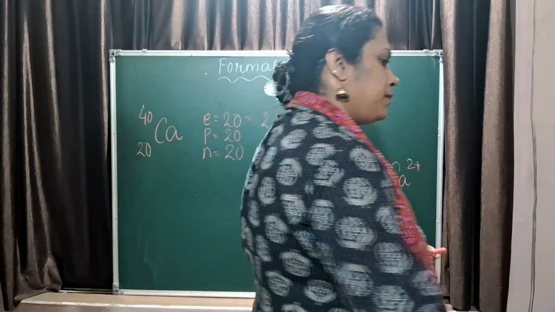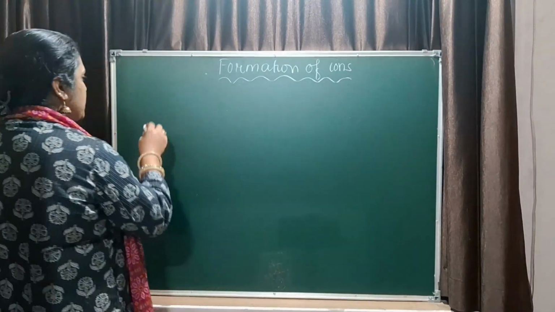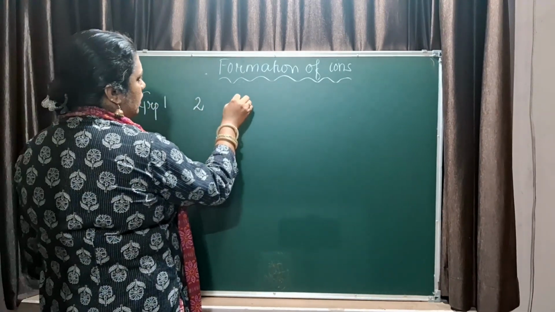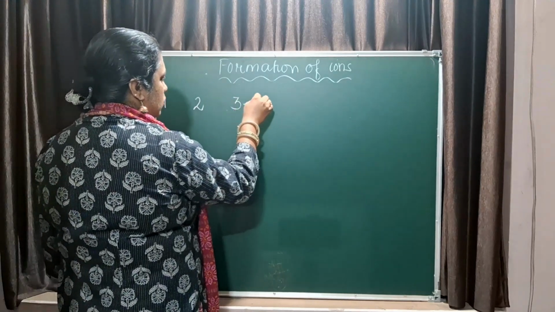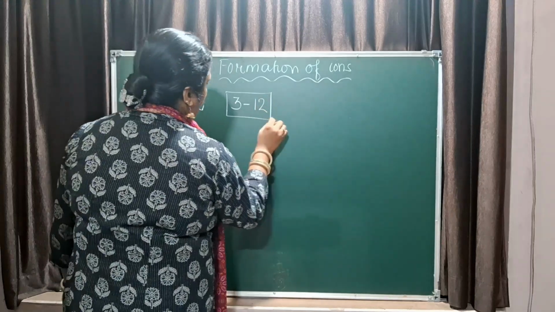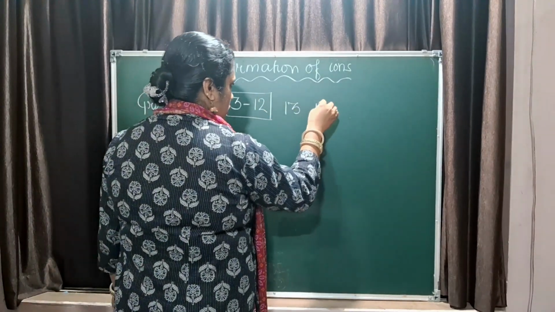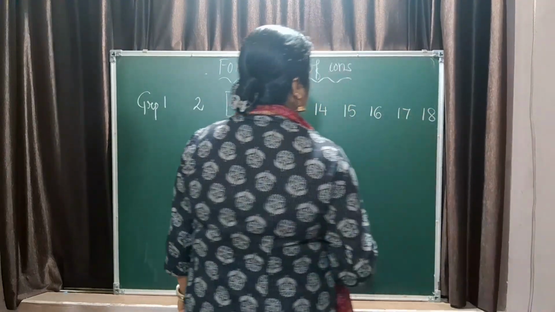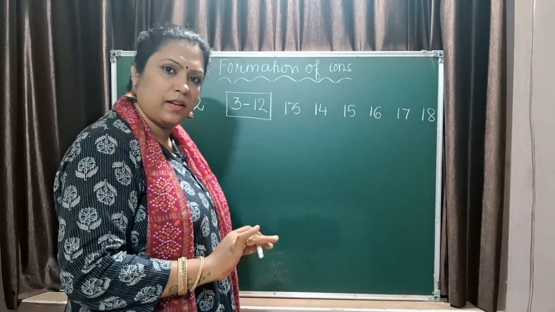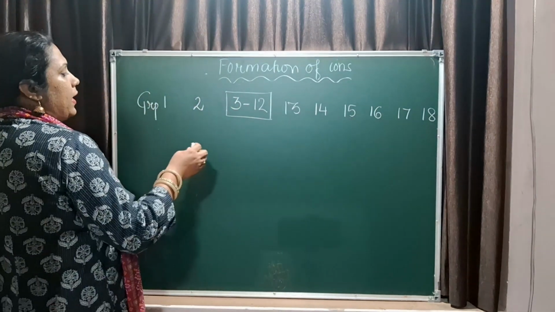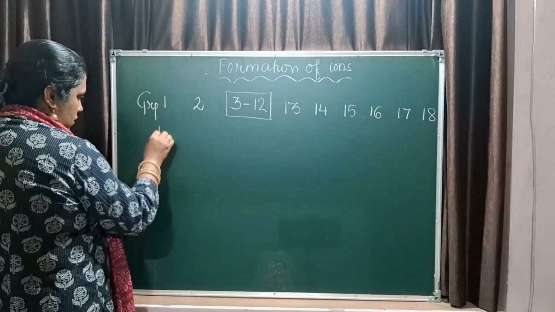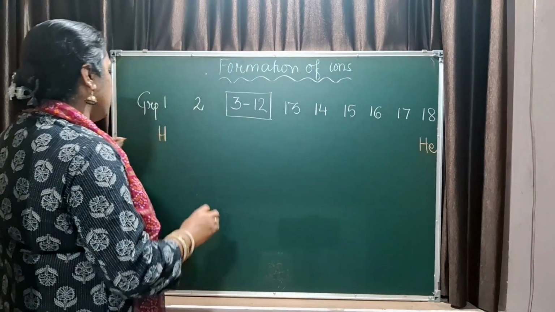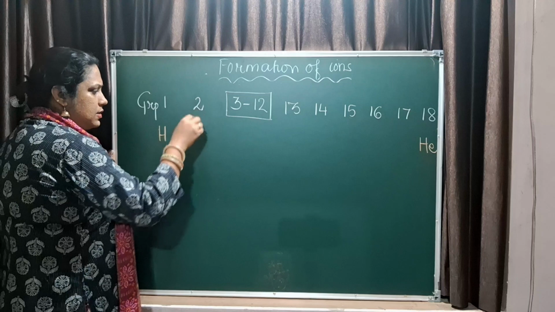A little summary. In your periodic table you have got groups and periods. So group 1, then 2, then 3 to 12. We are not dealing with those. 13, 14, 15, 16, 17 and 18. We are just talking about the first 20 elements that is required for your syllabus. And in group 1, the first one is hydrogen, and here helium, the noble gas. Hydrogen forms both kinds of ions, that is hydrogen plus, hydrogen minus.